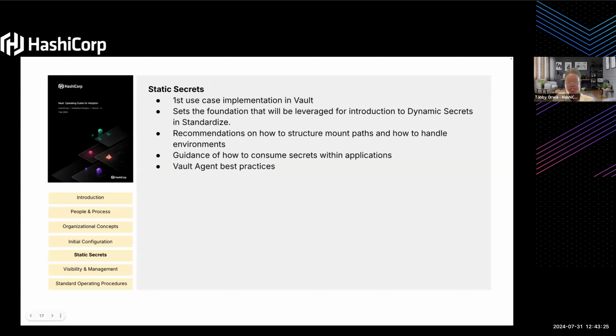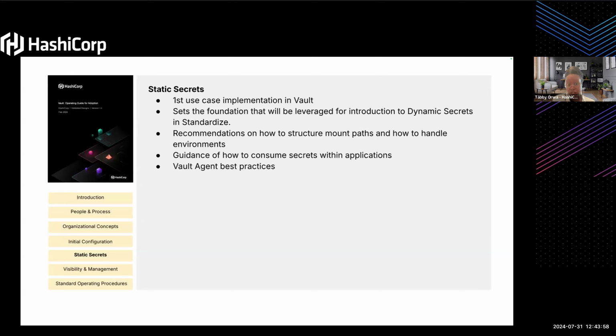So let's move on to static secrets. Once you have the initial cluster configuration of your Vault service completed and you have your authentication methods enabled as a Vault admin, you are ready to enable your first use case. This is often the creation of static secrets and their secure storage and retrieval. For this, you will utilize Vault's key value secrets engine. And this engine stores arbitrary static secrets.